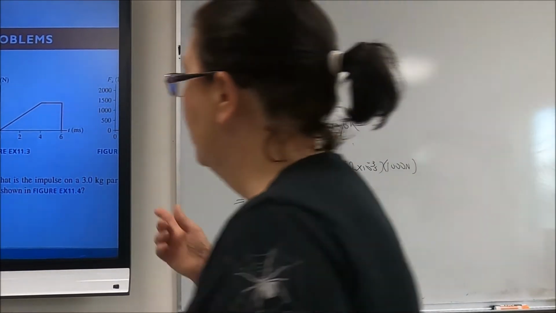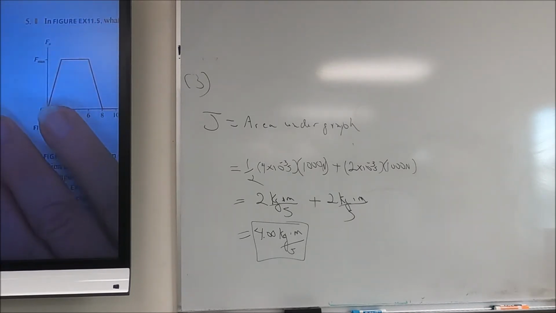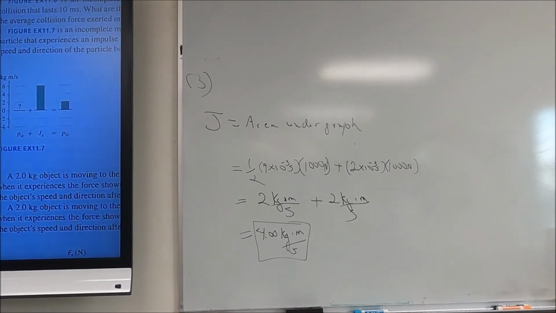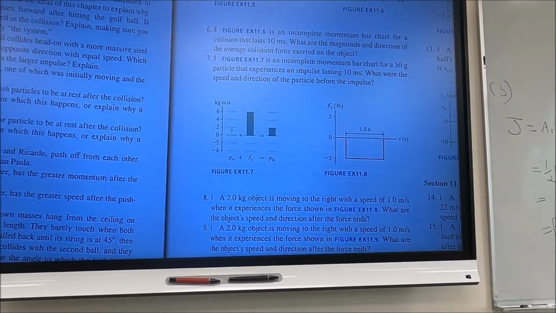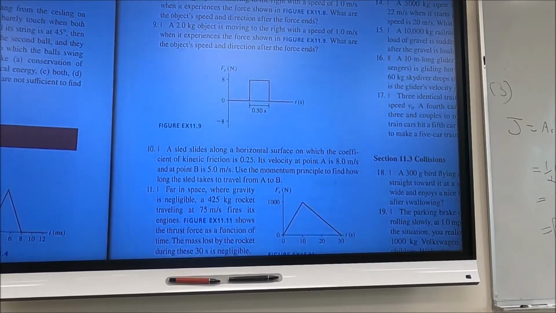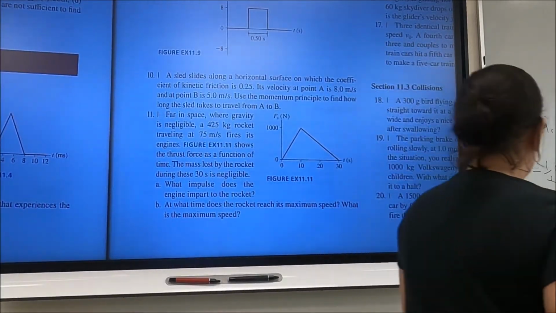Okay? Now lastly, before we move on, we're going to look at problem 10. Okay? So let's slide over here again. And we're going to look at problem 10. It says a sled slides along a horizontal surface on which the coefficient of kinetic friction is 0.25. Its velocity at point A is 8 meters per second. Its velocity at point B is 5 meters per second. Use the momentum principle to find how long the sled takes to travel from point A to point B. Okay?